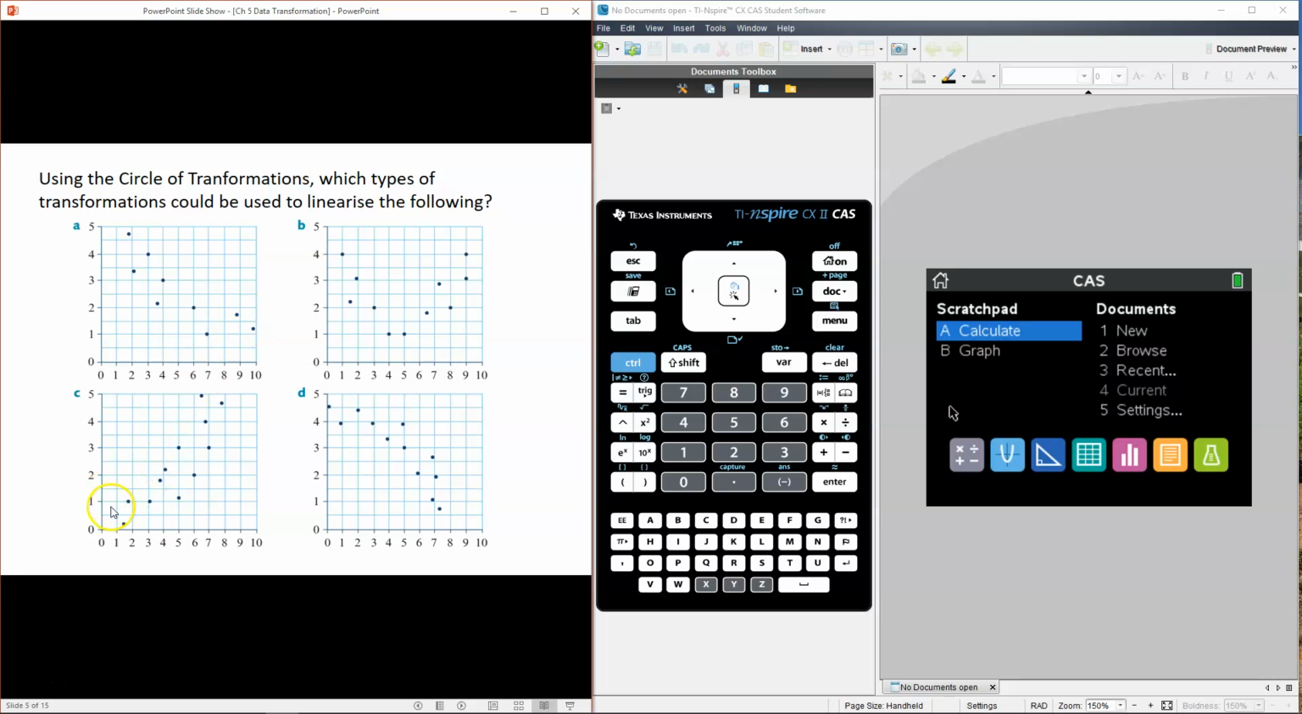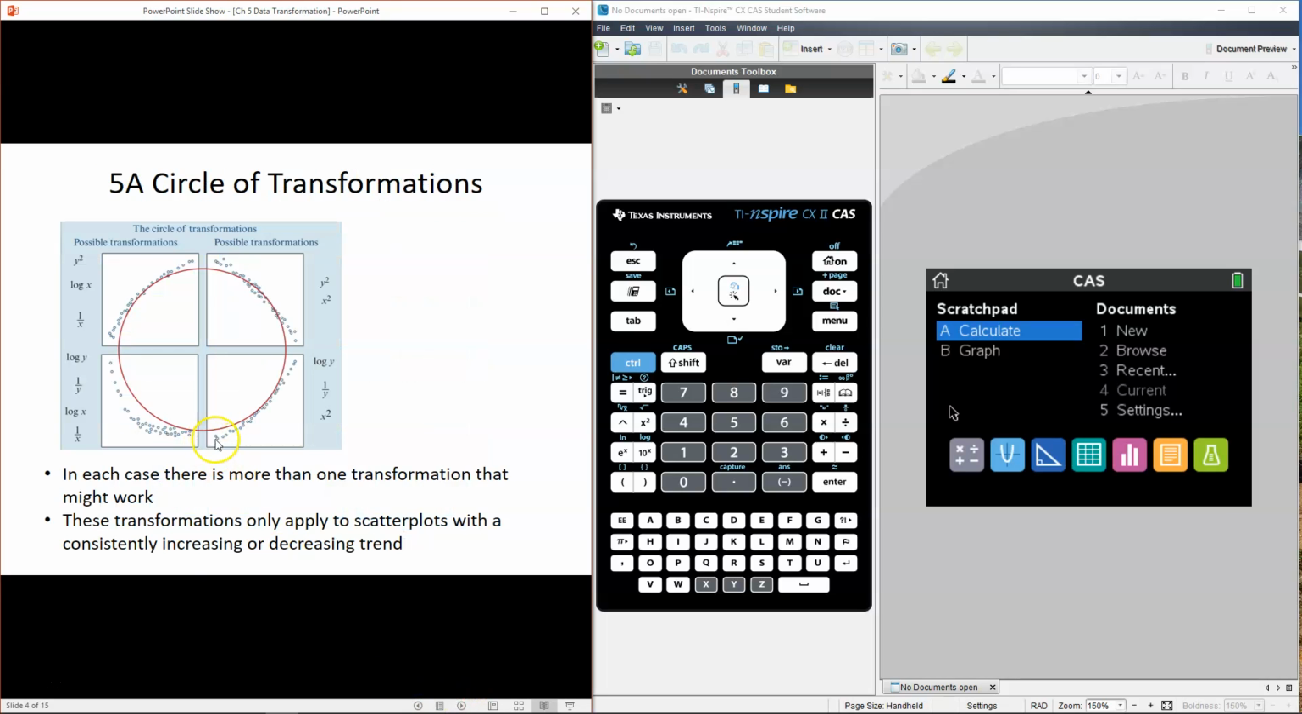For C, again, have a look, see what you think, but I would say that is the bottom right quarter of the circle. Let's have a look. So I think this matches here. And so in this case, the transformations you would choose, you could either have log y, 1 over y, the reciprocal, or an x squared transformation. Now, keep in mind, you often won't have to choose. You'll often be told which transformation you're going to use.